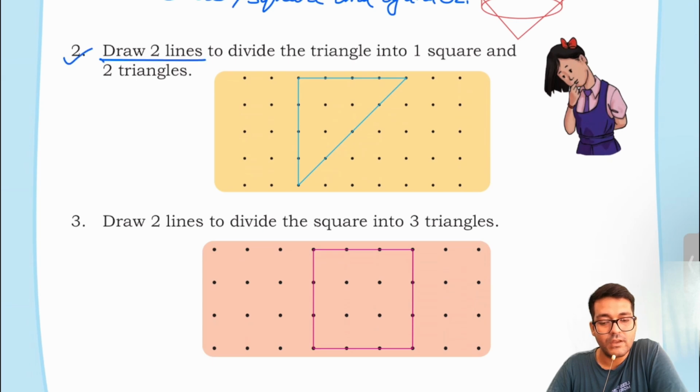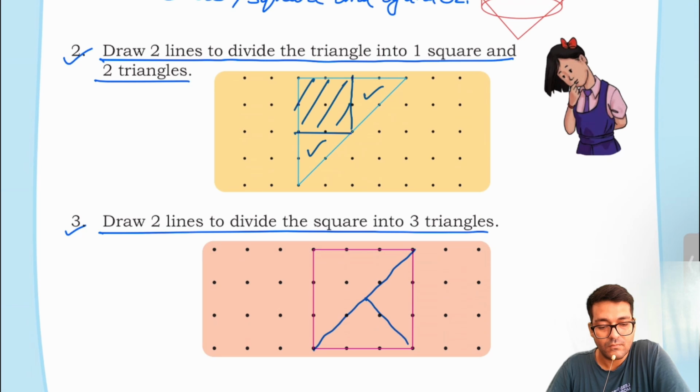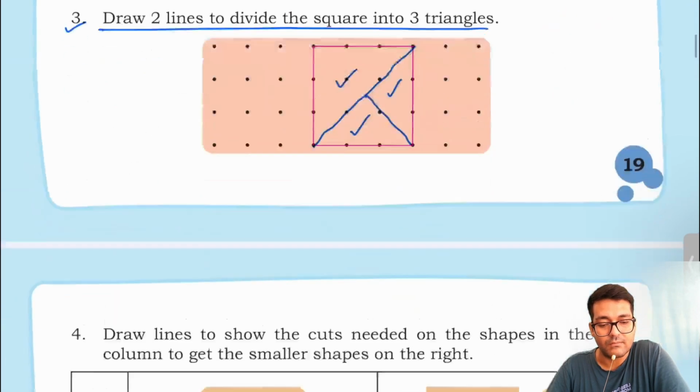2. Draw two lines to divide the triangle into one square and two triangles. You can draw like this. You will get one square and two triangles. 3. Draw two lines to divide the square into three triangles. You can draw like this. Triangle 1, triangle 2, triangle 3.